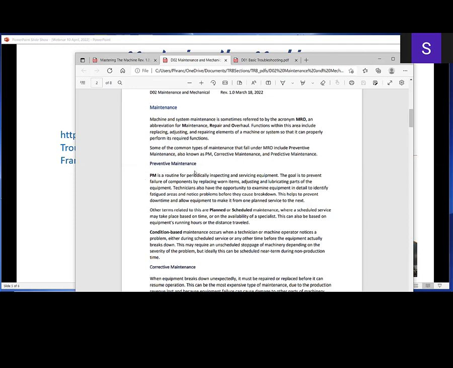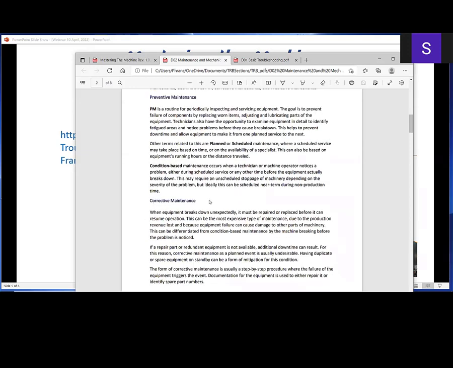Ideally, you don't want your machinery to break down, right? So you don't want to do the second type, which is corrective maintenance. Ideally, you want to do preventive maintenance, and then you may never have to do corrective maintenance. That would be the goal. Other terms related to this would be planned or scheduled maintenance. Scheduled service may take place based on time or the availability of the person to do it. If you don't have the guy there that does the calibrations or the motor repair, then you can't do that when he's not there. So you have to have the people that are qualified for it.